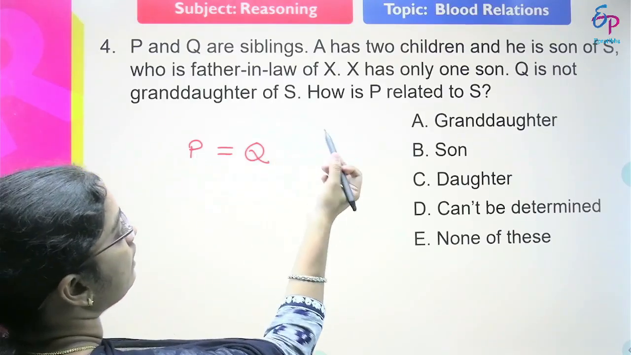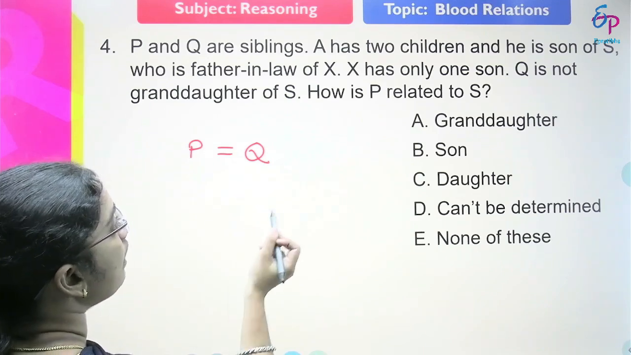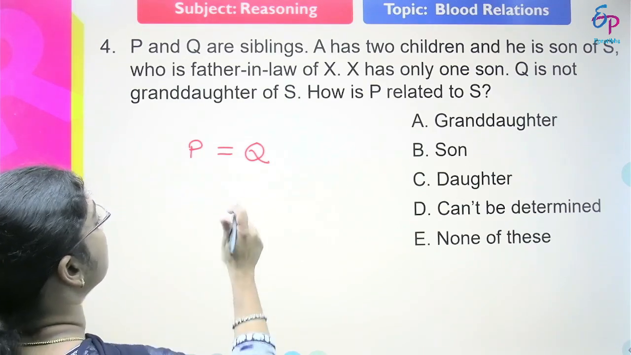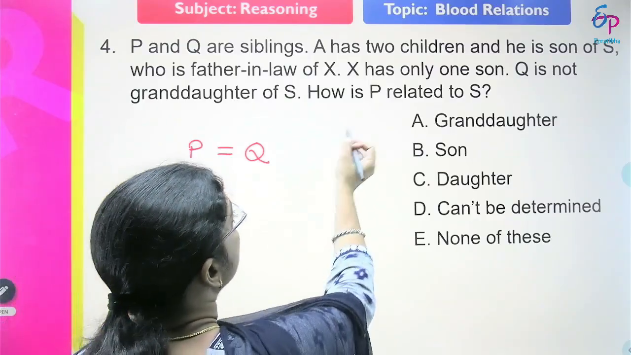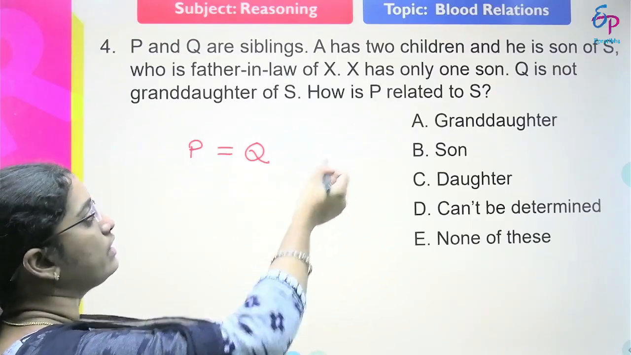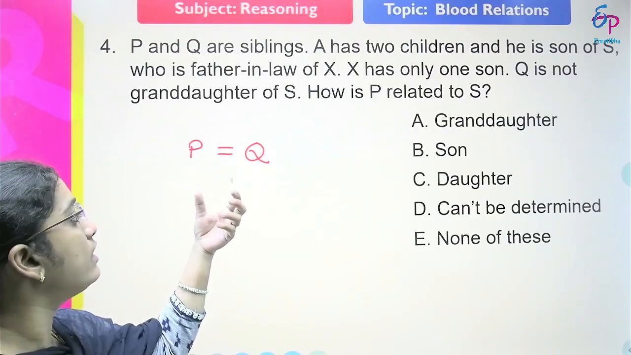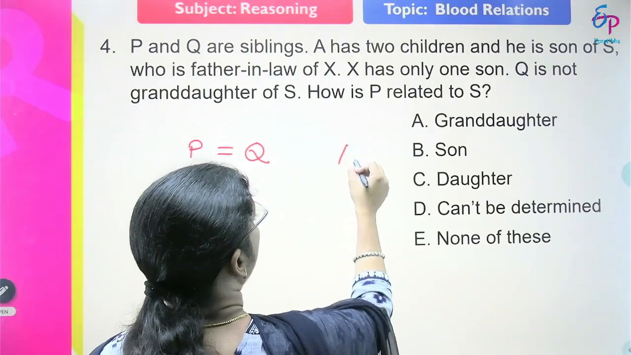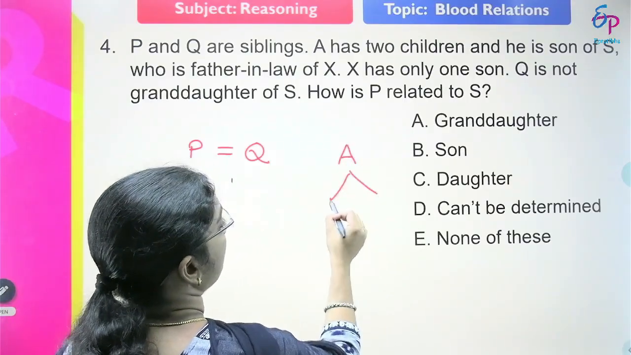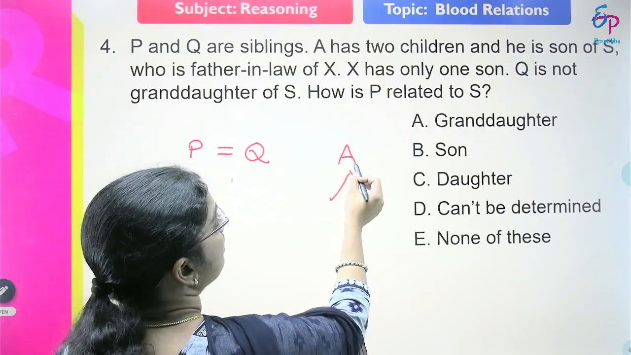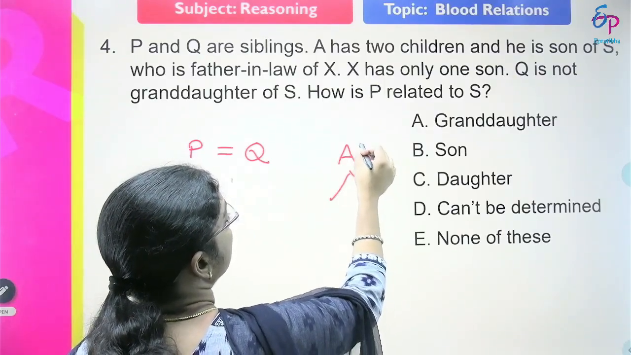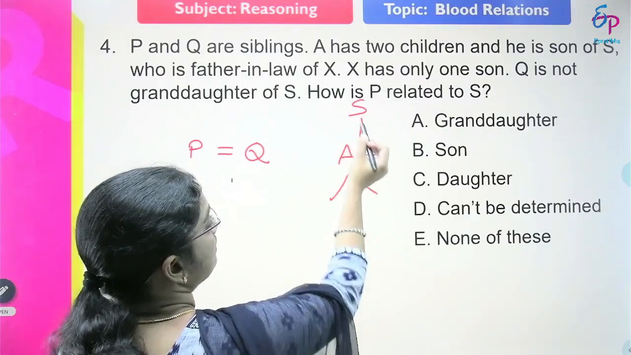Then next, A has 2 children and he is a son of S, right? So A has 2 children. So here this is separate information. Here they mention person A, but here we are not having that A, right? So that means we need to take a separate diagram for A. Okay, so A has 2 children, friends. And he is son of S, so A is a son of S.